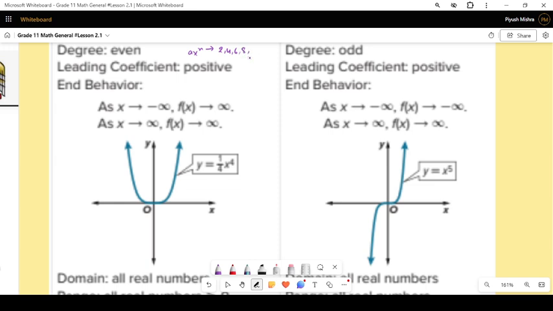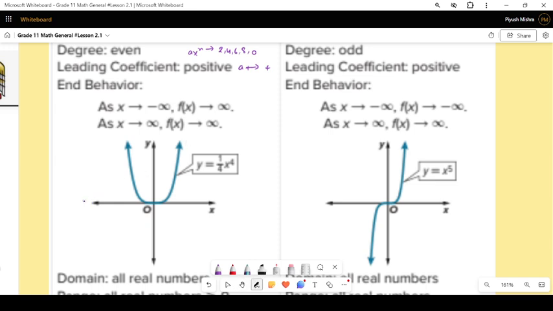So if it is like this and a is positive, what will the graph be? The graph will be something like this. For example, there is one polynomial, written in place of a: 1 by 4 x to the power 4. 4 is even, so because of even, the graph will be going like this.